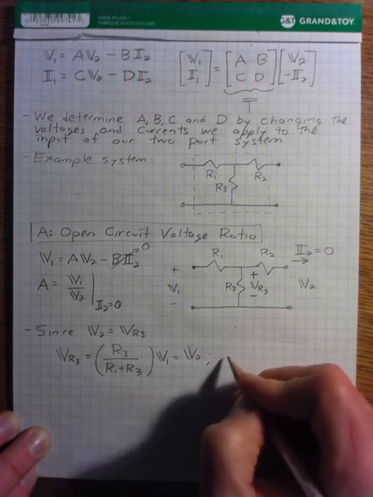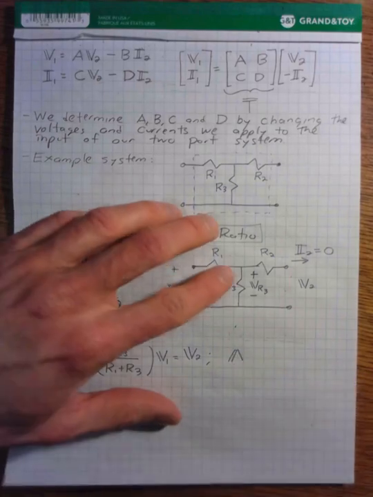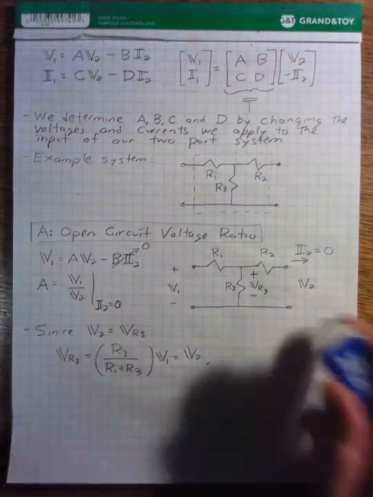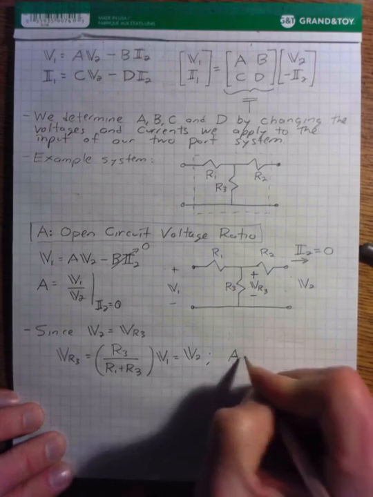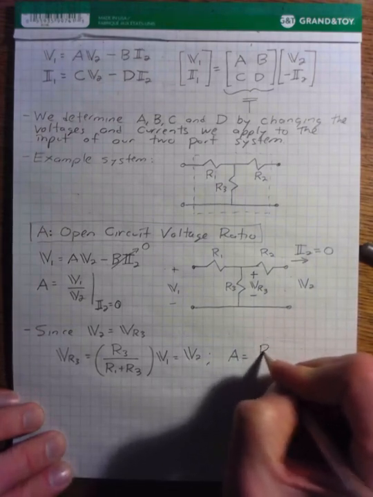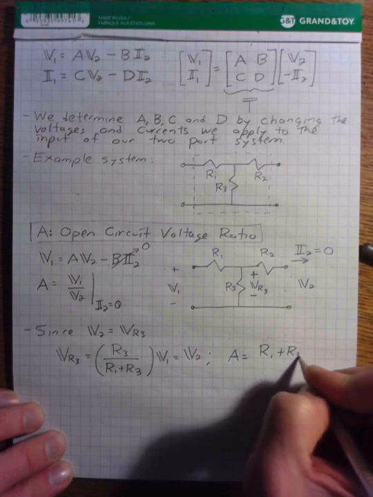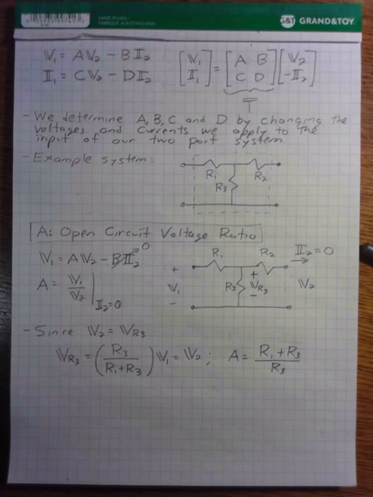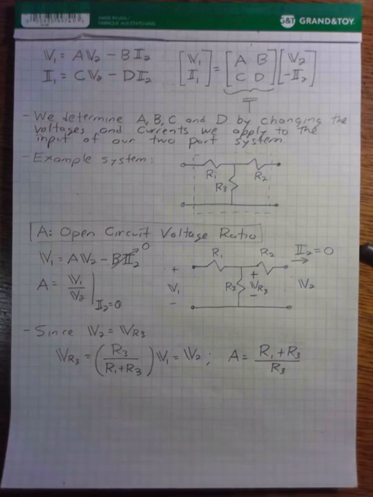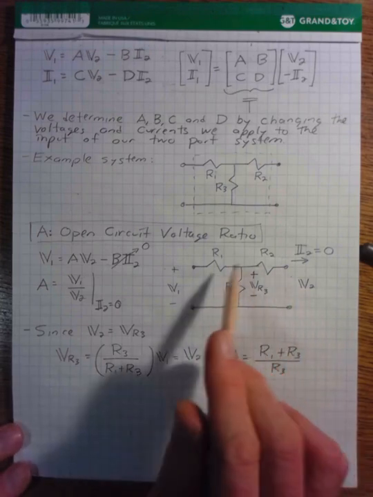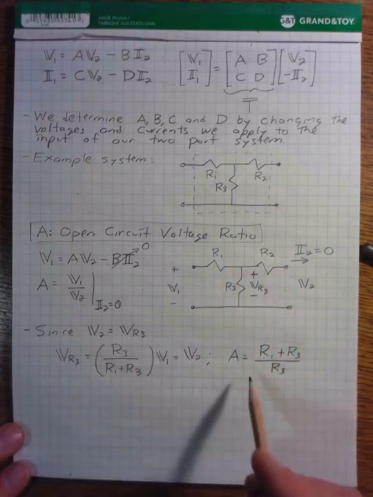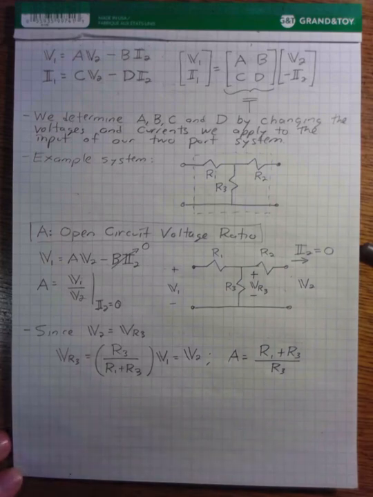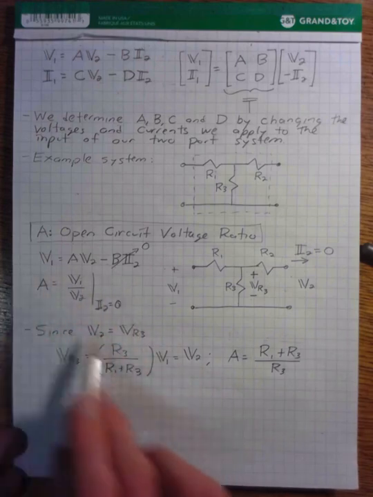And so A is just equal to R1 plus R3 over R3. So in this case, A is a real number, and that's because there are only resistors in our network. If there were capacitors or inductors, A might be a complex number. And as it turns out, A is going to be our absolute favorite parameter.